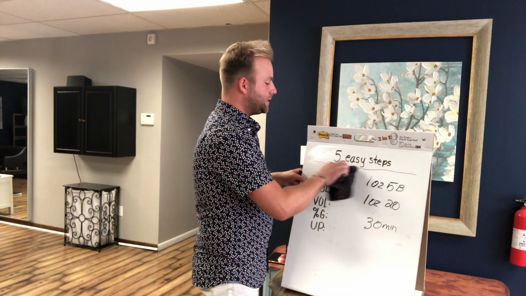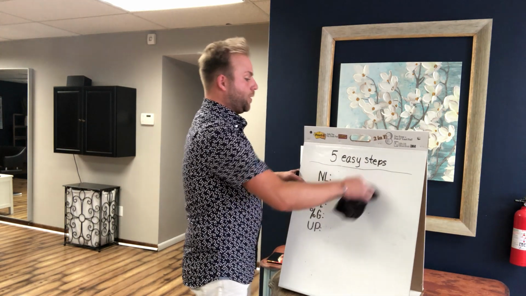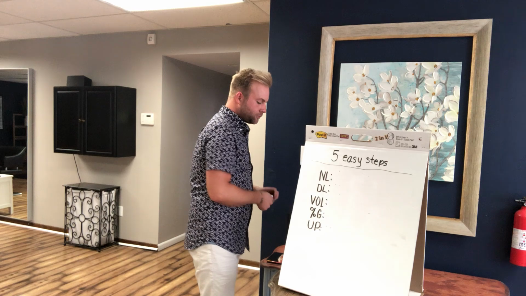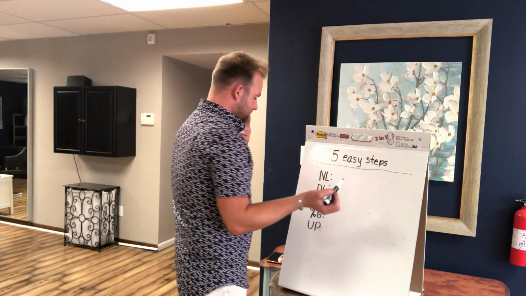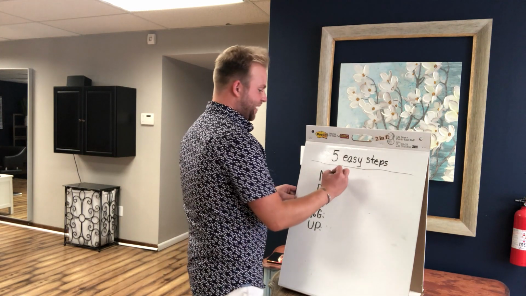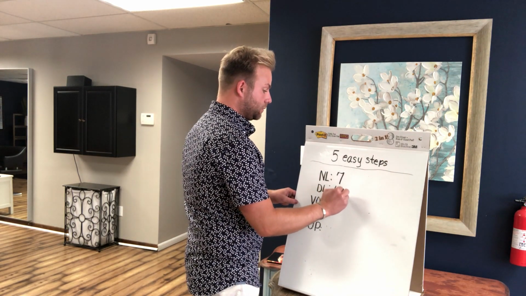Let's do another one. Let's keep it pretty easy again, just so everybody can see what we're talking about. So let's say this person is a level, let's say she's a level 7. And she wants to be a 6RB.